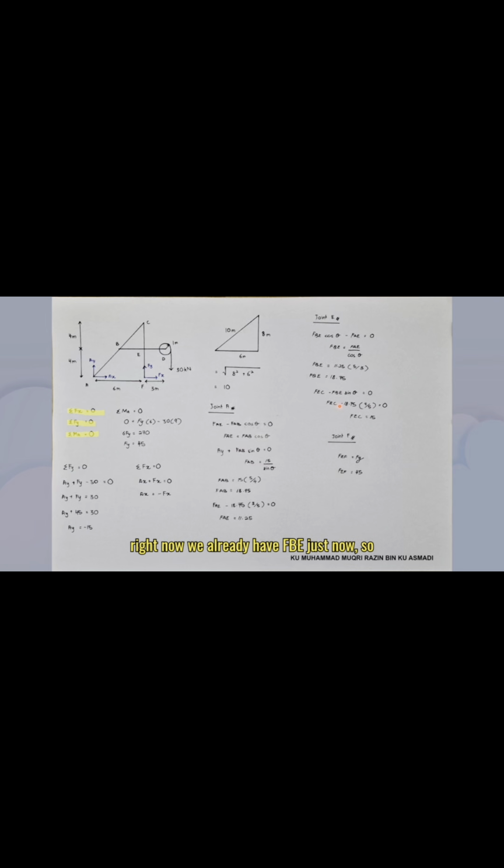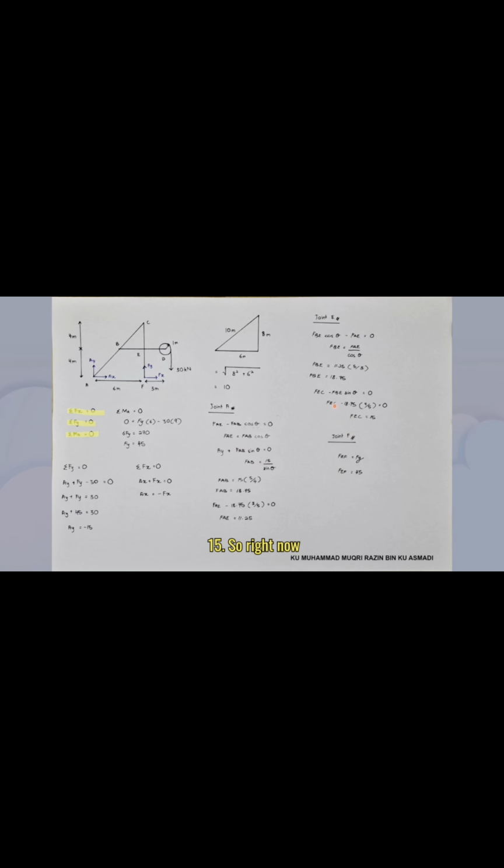So right now we already have FBE just now. 18.75 times sine theta, which is 4 over 5, sine is opposite over hypotenuse, 8 over 10. So that is 4 over 5, is equal to 0. So we get FEC is equal to 15.